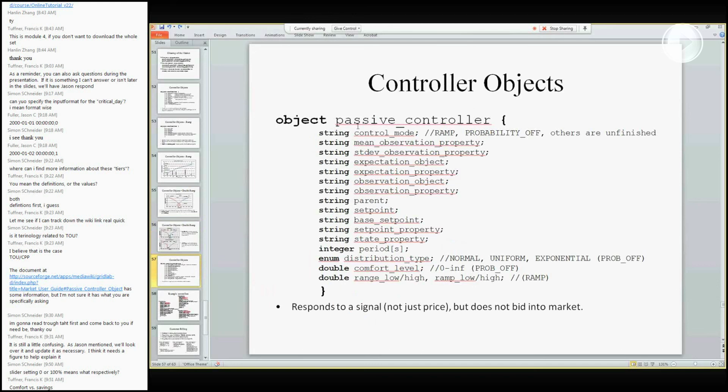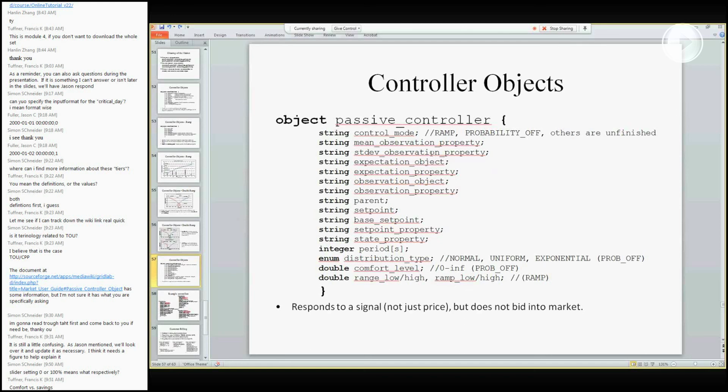Now, passive controller, again, we've got a lot of different things that are going on there. This is a little not quite up to date. Control mode, we have ramp, probability off, so the direct load controls which I showed you before. Here's just a list of all the different properties that you can access, and we went through those a little bit, so I'm going to jump over this. The one thing I want to notice on there, because of the way that this one is built, if you notice the controller object is very built around the auction. It is looking for specific information coming out of the auction, and it is looking to deliver specific information back to the auction. And that's because those two objects are very tied together.